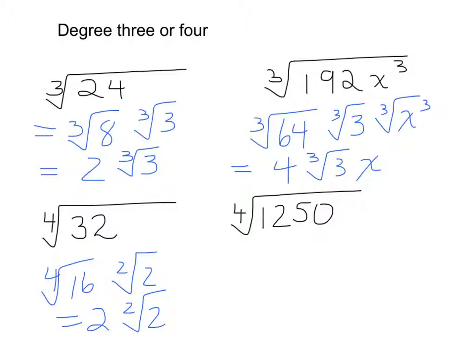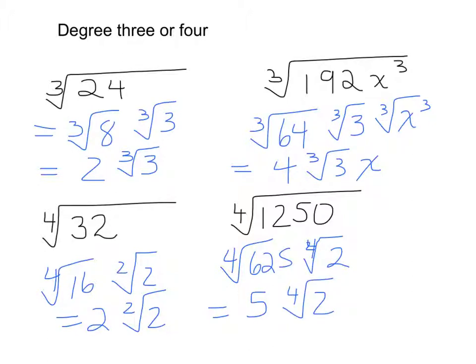And the fourth root of 1,250, I know it's a big number, but if you notice in your column, 625 is the fourth root of 5. So it's 625 times 2, error. This should be a 4, sorry. Times 2 would give you 5, the fourth root of 2.